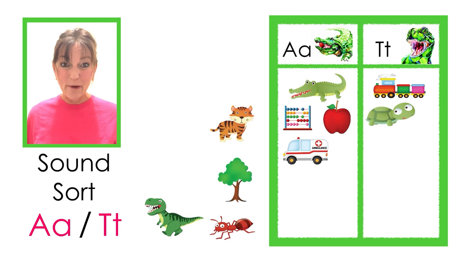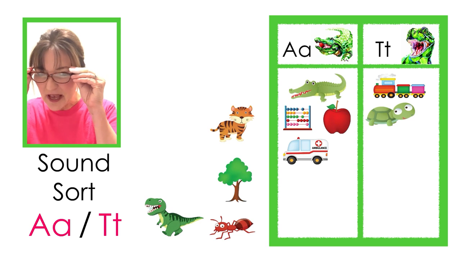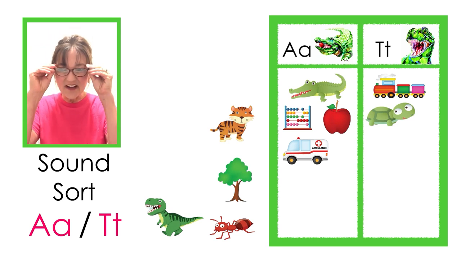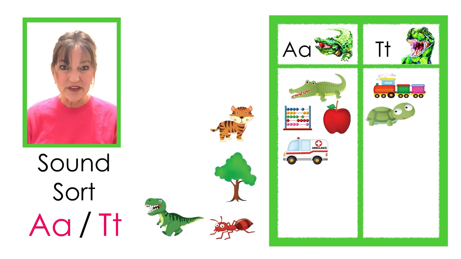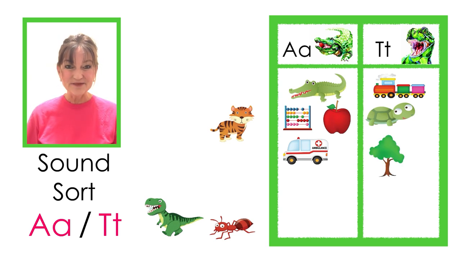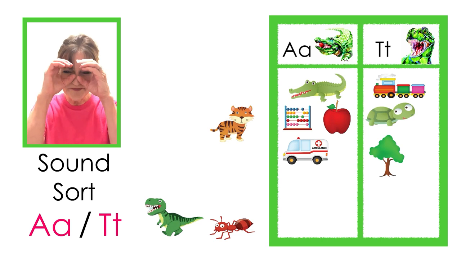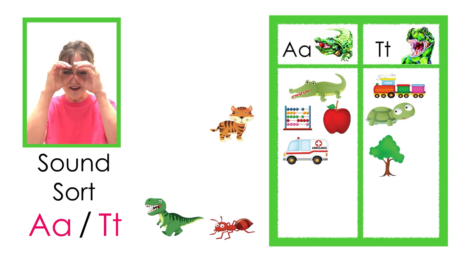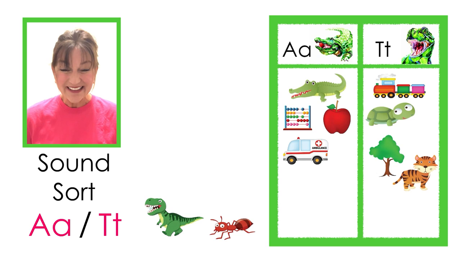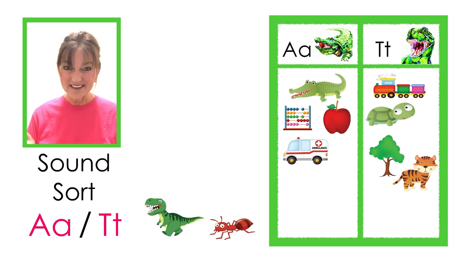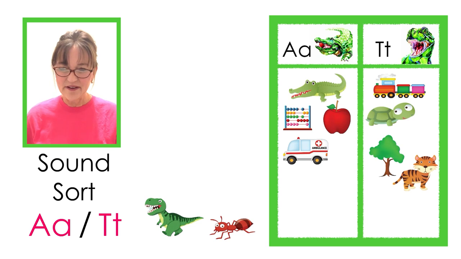All right, here we go. 1, 2, 3. What do you see? And I'm looking at my list. Yes, indeed. Oh, do you see a tree? A tree? Yes, tree begins with letter T. Let's look again. What's that, my friend? Do you see the tiger? Tiger. Tiger begins with letter T. Great job.